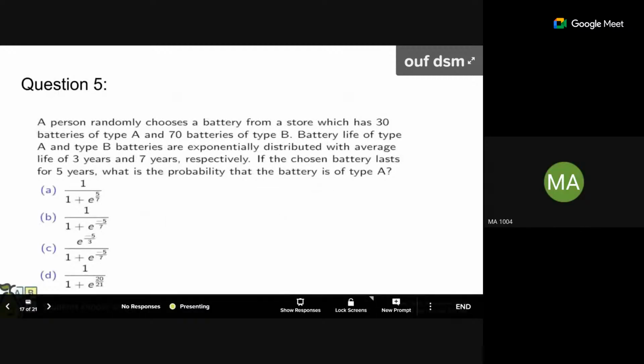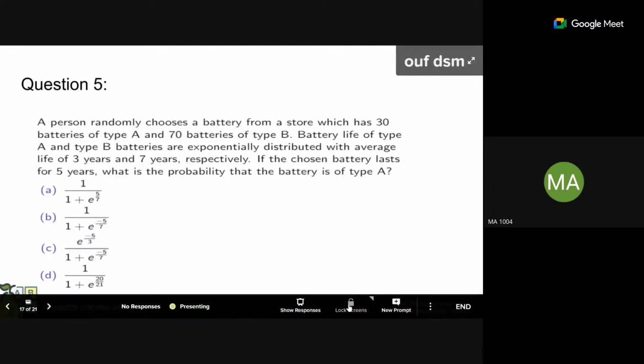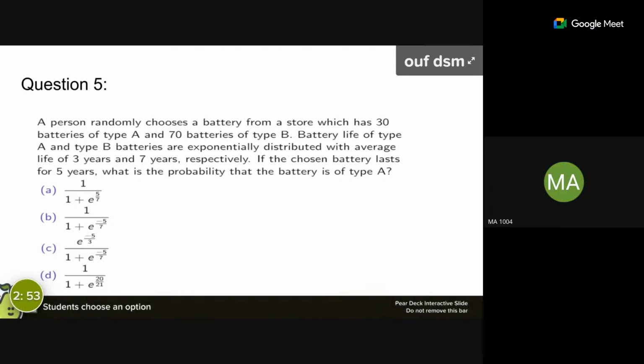A person randomly chooses a battery from a store which has 30 batteries of type A and 70 batteries of type B. Battery life of type A and type B batteries are exponentially distributed with average life of 3 years and 7 years respectively. If the chosen battery lasts for 5 years, what is the probability that the battery is of type A? So, do you understand the question? Like here you have batteries of two types.